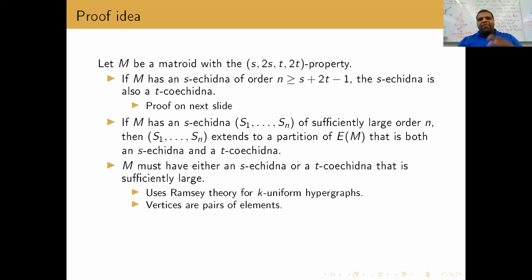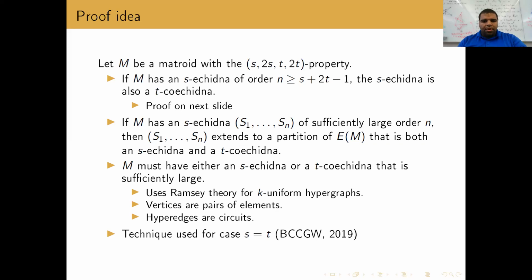And so with graphs, you have vertices and edges. With a hypergraph, you have vertices and hyperedges. So the vertices are these pairs of elements in our matroid, and the hyperedges are the circuits of the matroid, and we will show that we have enough circuits to make this into a large enough S echidna. Okay, so I told you I would show you the proof of this right here, just to give a flavor of how a lot of these arguments work. And this technique was used also in that earlier paper as well.